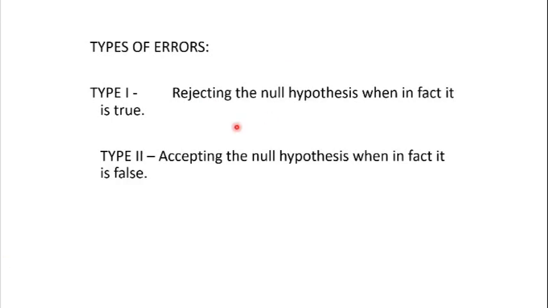So, for example lang is ni-reject daw natin yung first natin, which is the null hypothesis, na dapat instead na inaccept natin siya, ni-reject natin siya. So, yun yung type 1 error. For the type 2 error naman, instead na i-reject natin yung null hypothesis natin, inaccept natin siya, which is hindi naman siya dapat i-accept. Kaya yung fact na yun is false.